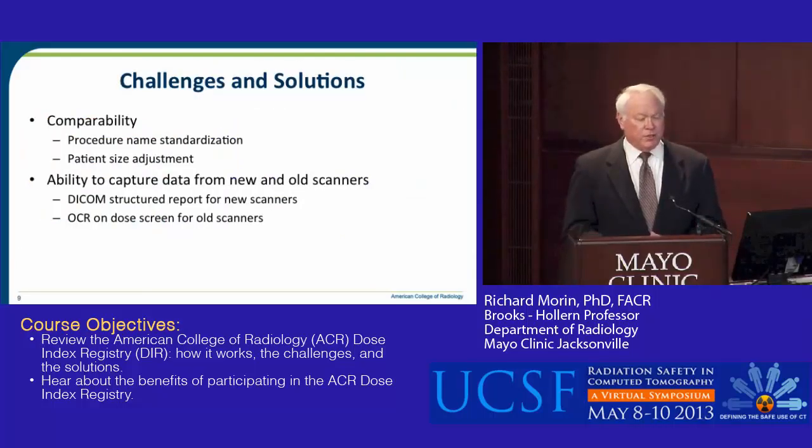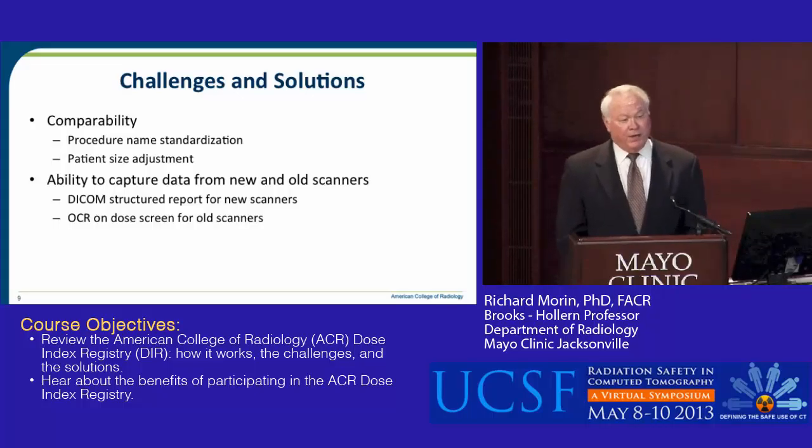Well, some of the challenges that we faced in implementing the dose index registry had to do with compatibility. Not everybody calls the same thing the same name, and that presents a rather large problem if one wants to compare their chest, abdomen, pelvis to the rest of the data in the entire DIR.